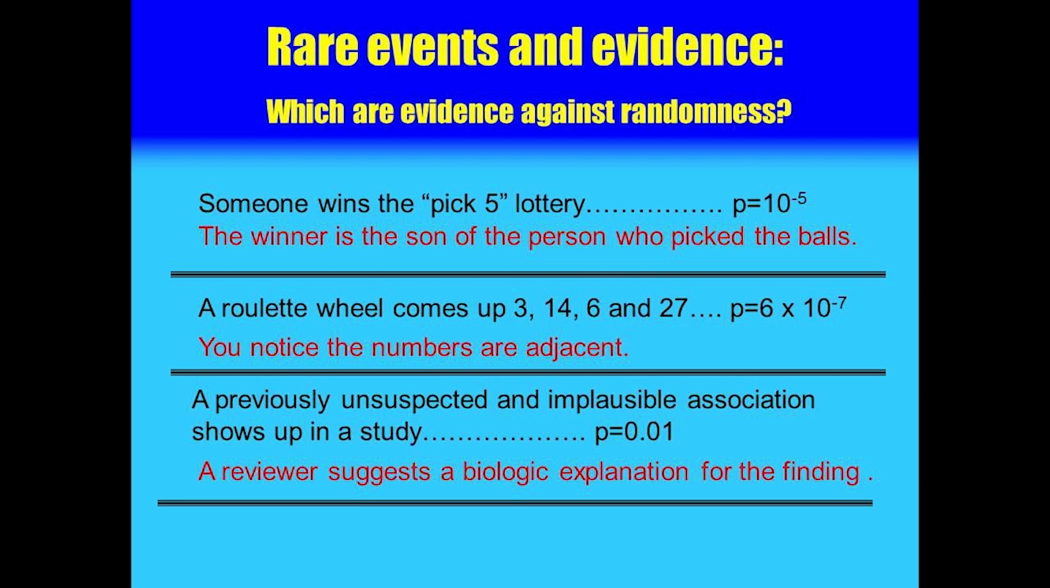However, now it's evidence if you notice that the numbers are adjacent. Maybe there's a dead part of the wheel. Maybe it's weighted. Maybe it's tilted. What makes it evidence is that there's another explanation that predicts what you saw better than chance. That's what creates evidence. We can't talk about evidence unless you're literally talking about 2 competing explanations. And this is where Fisher's method sort of fell down.